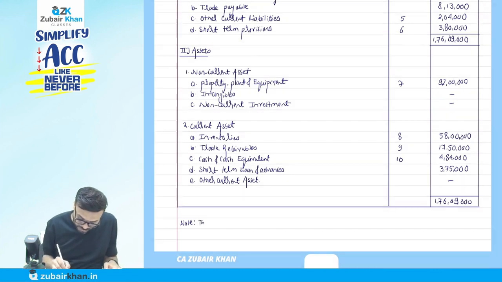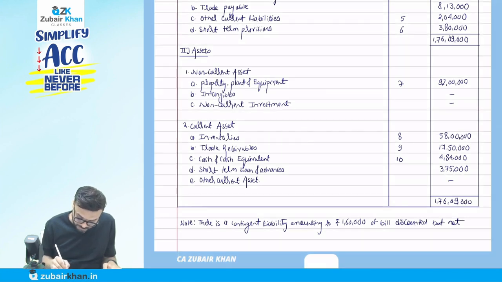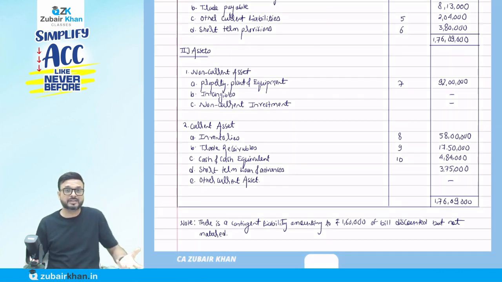So there is a contingent liability. There is a contingent liability amounting to rupees 1,60,000 of bill discounted but not matured. Matured means that 15th of June has not yet come, but we have discounted that already.